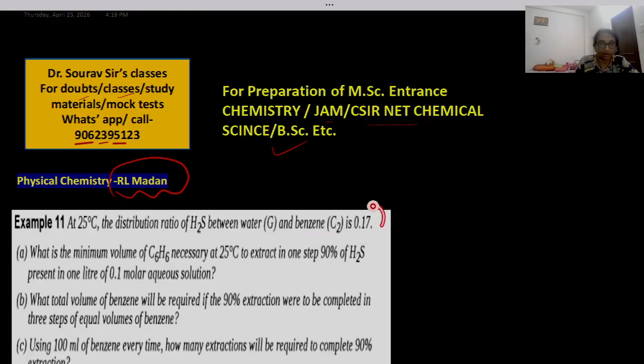0.17. ये रेशियो है डिस्ट्रीब्यूशन का, किसके बीच में? वाटर और बेंजीन के बीच में. Now calculate the minimum volume of benzene necessary at 25 degrees Celsius to extract in one step 90% of hydrogen sulfide. One step में आपको क्या करना है? You have to extract the 90% of H2S gas, present in 1 liter of 0.1 molar aqueous solution.